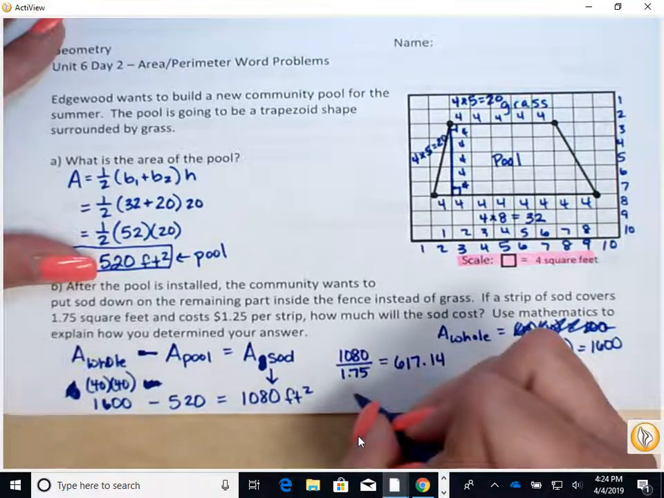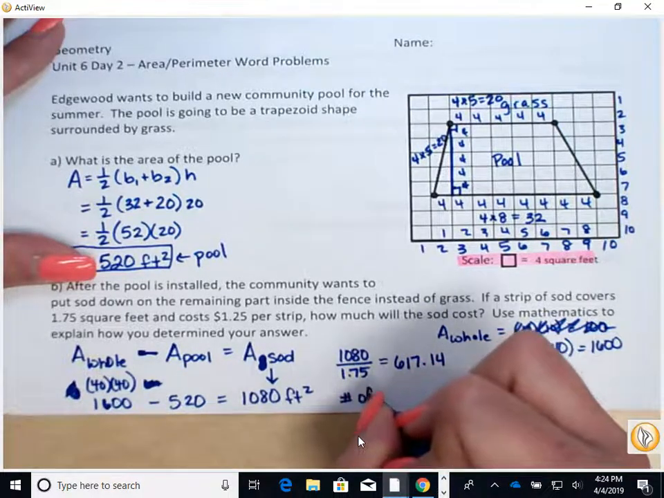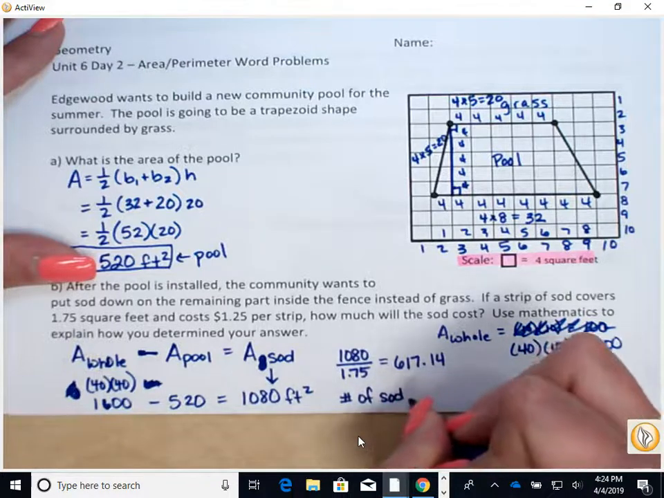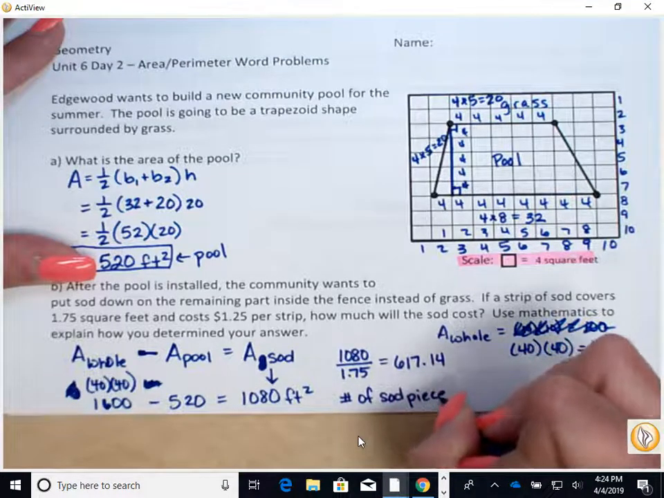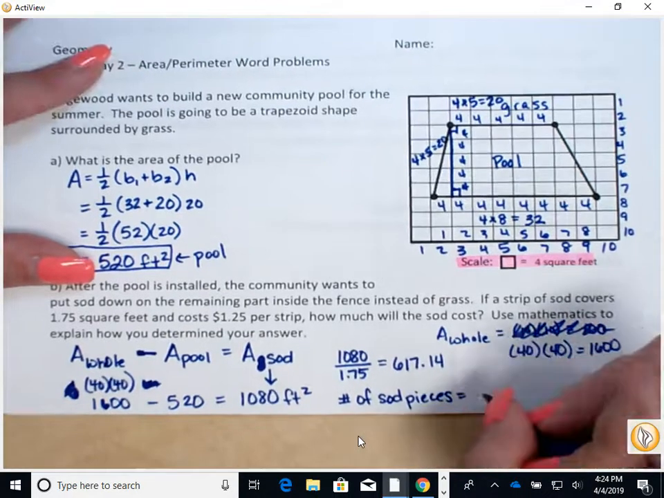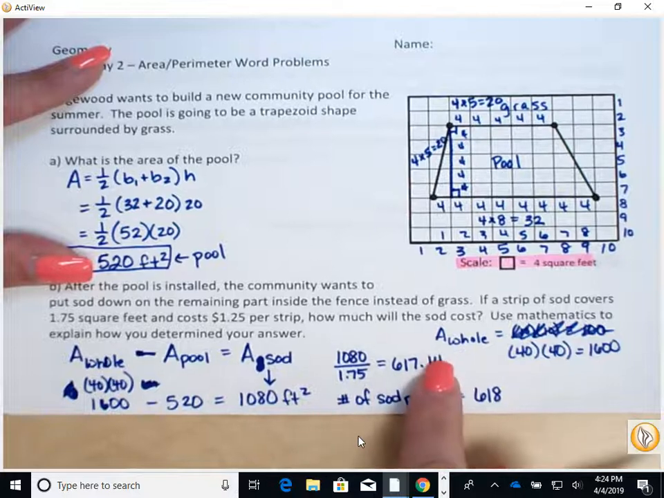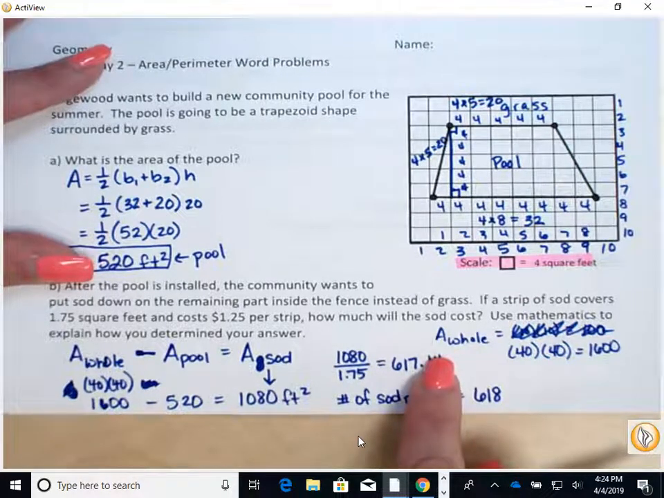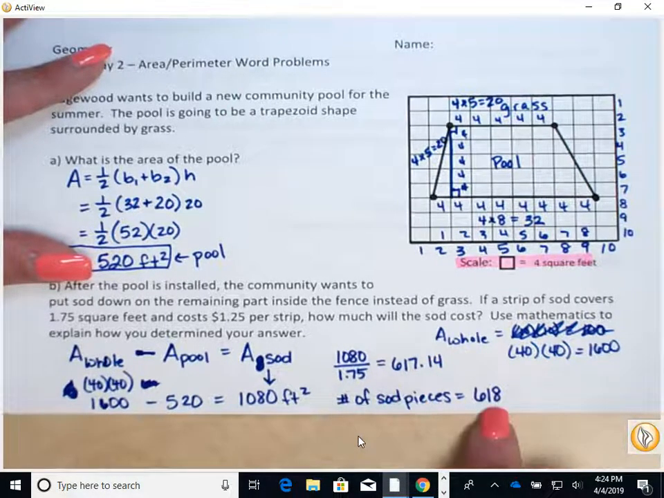Now since I need this many pieces of sod, I can't just buy 0.14 piece of a sod. So the number of sod pieces that I need is one more than that, just to make sure I have enough. So we need 618 pieces of sod, because if I got 617, we'd be short a little bit. There'd be a little dirt area that's not covered up. So we need to get 618 pieces of sod.